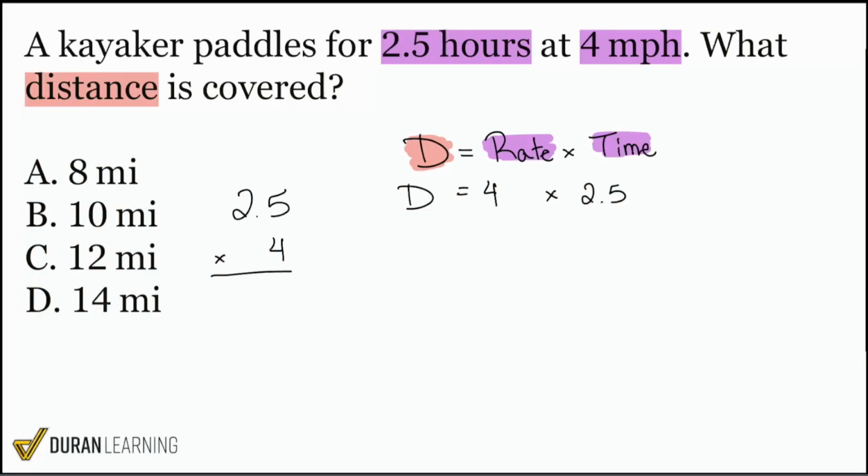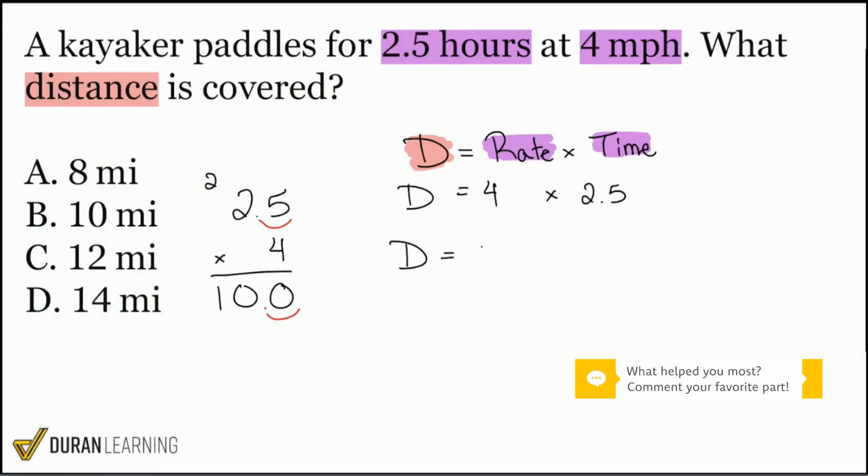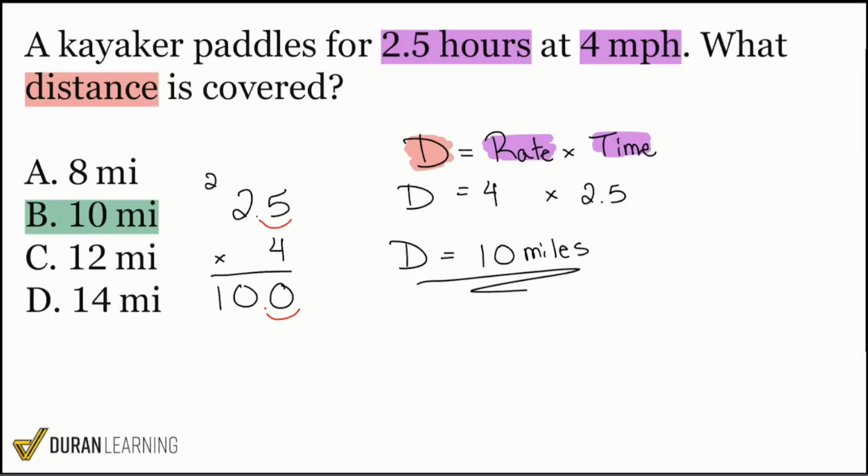So here we go. Ignore that decimal. 5 multiplied by 4 gives us 20. And then we have 2 multiplied by 4, giving us 8, and we'll carry that 2 from earlier, and that gives us 10. So it looks like we have 100, but again, we're bringing that decimal place back, and that's just going to be one time. Right there. And so our distance covered in this problem is going to be 10 miles, which is going to be answer choice B.